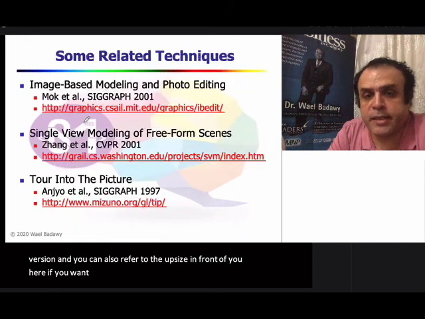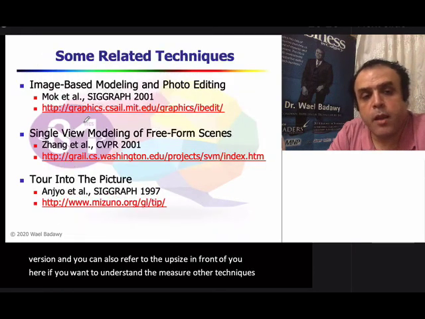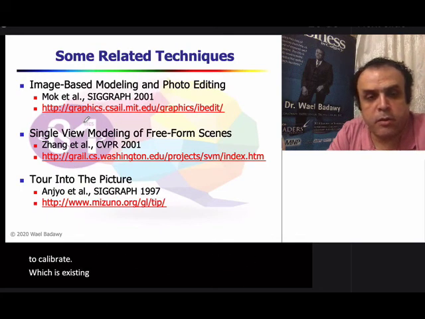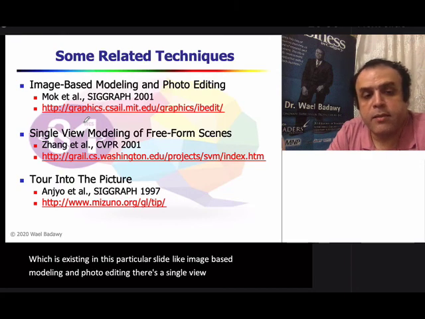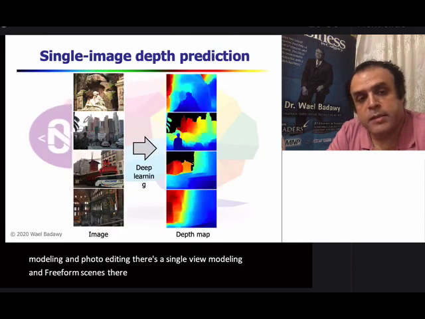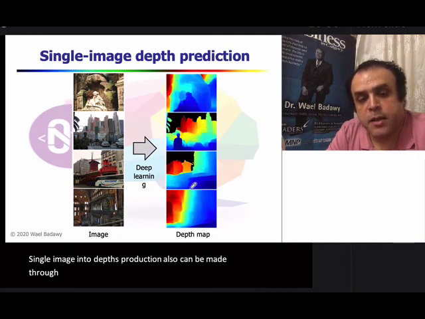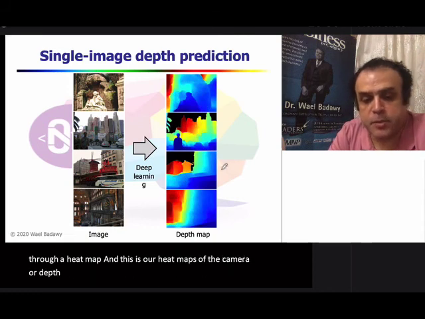There are other techniques to calibrate, which exist in this particular slide, like image-based modeling and photo editing. There is single view modeling and freeform scenes. There is tour into the picture. Single image depth prediction can also be made through a heat map, and these are heat maps of the camera, or depth maps, from which I can understand the depths.